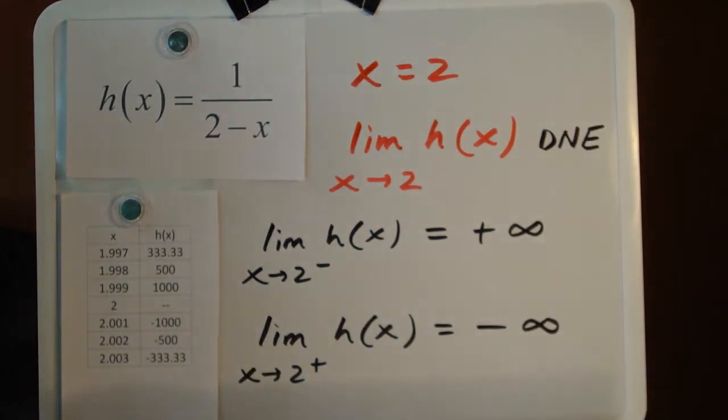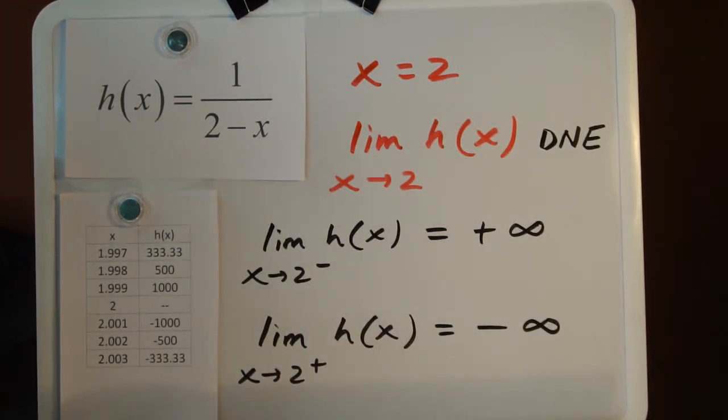So keep in mind here that these limits don't exist either, right? So even when you look at the one-sided limits, this is positive infinity, that limit fails to exist. This is negative infinity, that one also fails to exist.